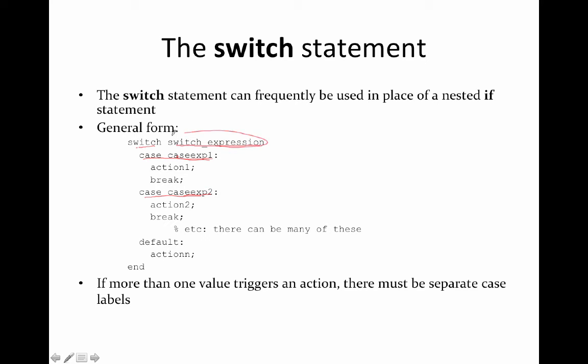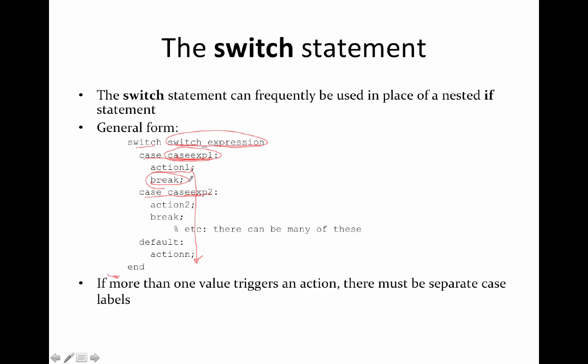So if the value of this switch expression is equal to this case expression 1, then we're going to execute action 1. But in C, what happens is if the value of the expression is equal to this case label, we're actually going to execute everything from there on down in the switch. The break statement is what breaks me out of that so that doesn't happen. So if the value of the switch expression is equal to the case expression 1, we're going to execute action 1. Break gets us out and down to whatever comes after that.